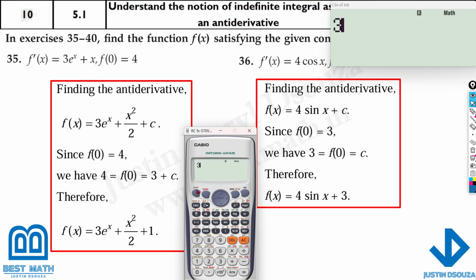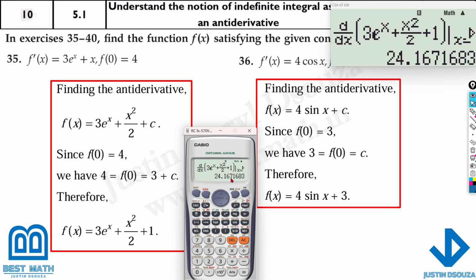Let me first put the given question 3e to the power x plus x. And we'll calculate this at 2. And what is the answer? It's 24.167. Now, if I derive this, let me derive all the three options. You can ignore the constant or put the constant. It's absolutely fine. 3e to the power x plus x squared by 2 plus 1, and x value will be 2. It will be the same. It's 24.167. So now this is the correct answer, yes.